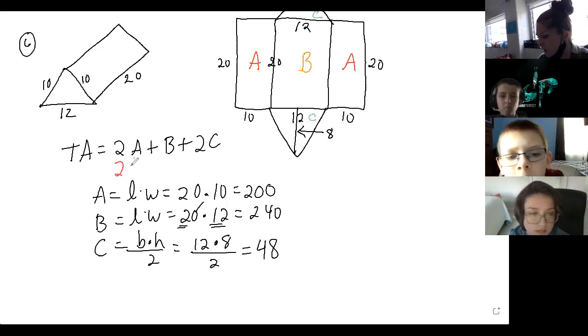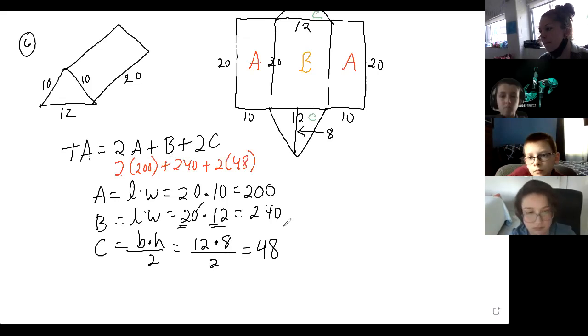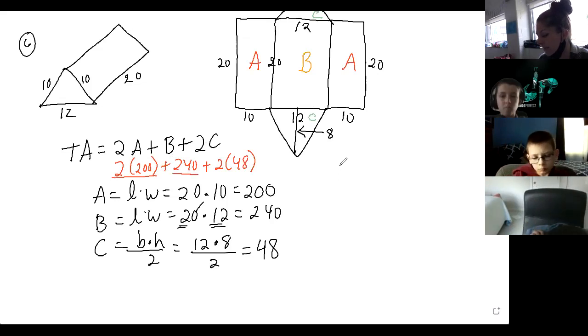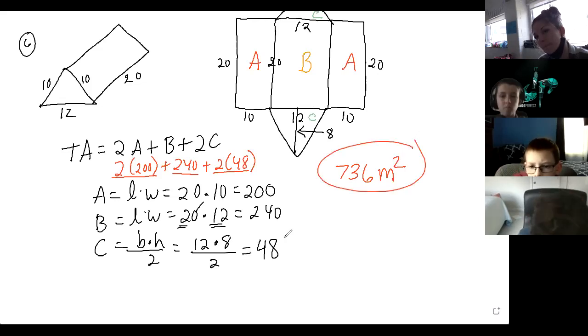What would 2 of 200 be? And 1 of B and 2 of C be? Can you figure out that total calculation? What did you get here? We got 400 plus 240. That's 640 plus 96 more. What do you get all together? 736? Okay, and then we have meters squared. It's a flat shape.